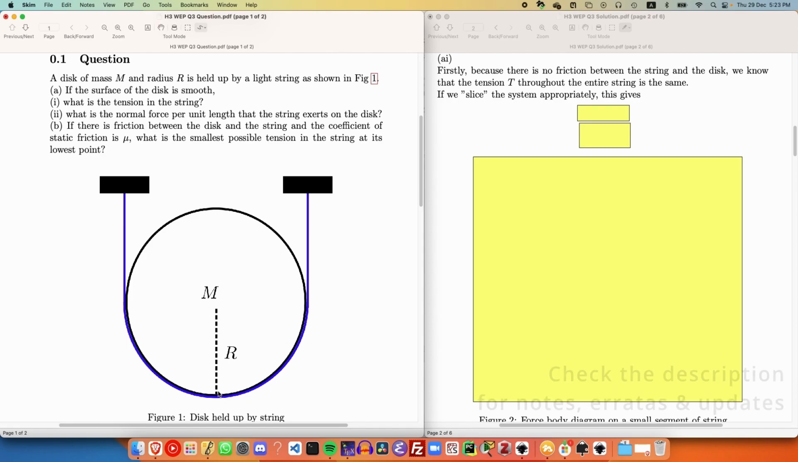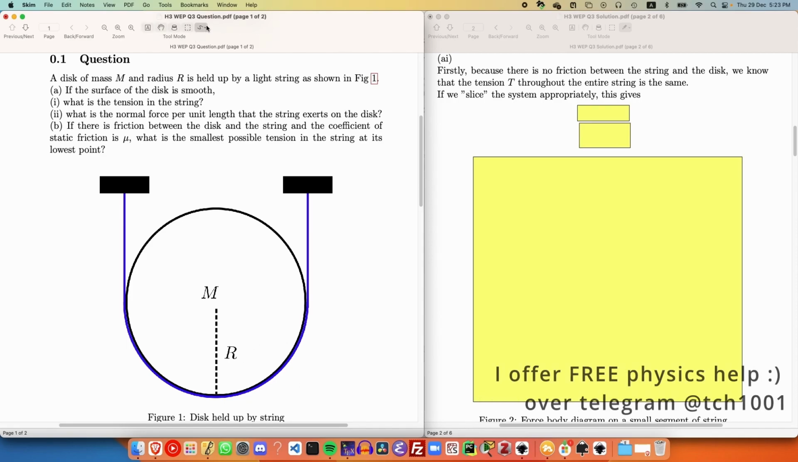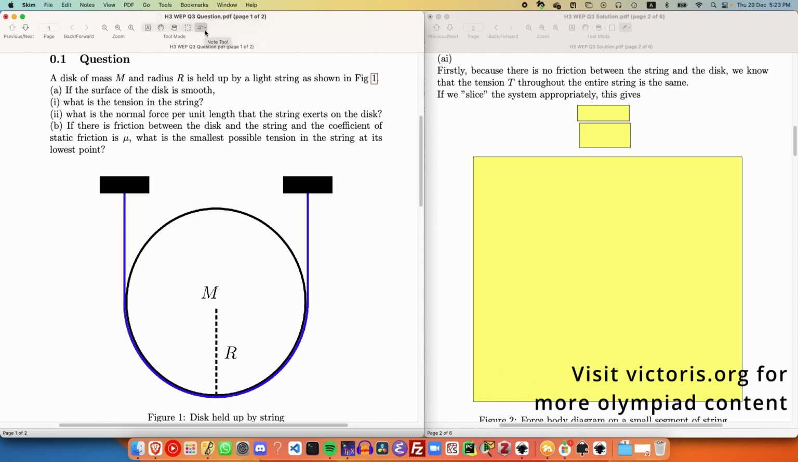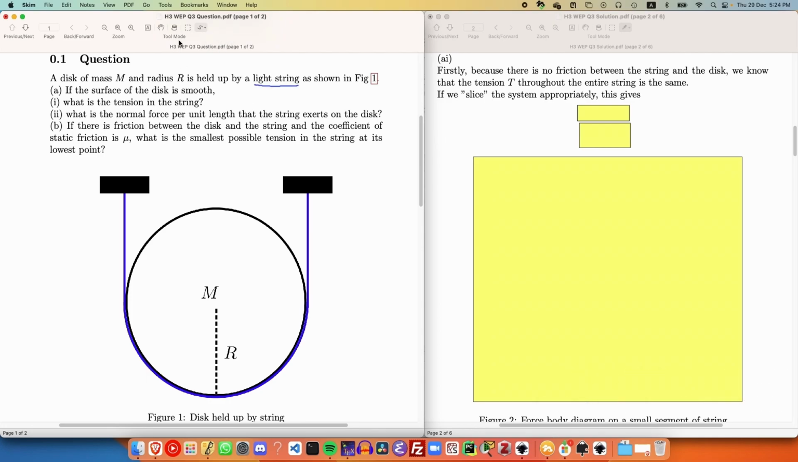Today we'll be going through this physics question. This question involves a disk of mass m and radius r that is held up by a light string. If the surface of the disk is smooth, meaning no friction, then what is the tension in the string and what is the normal force per unit length of the string?